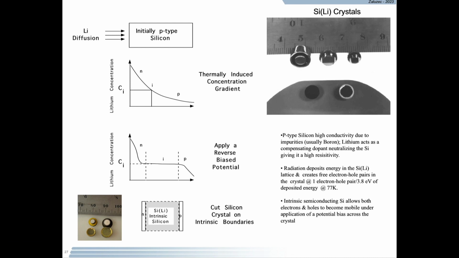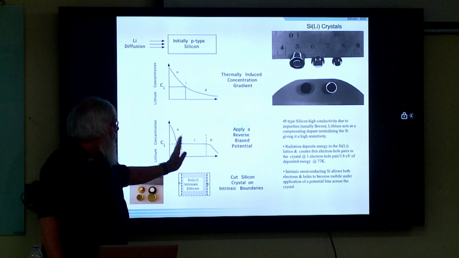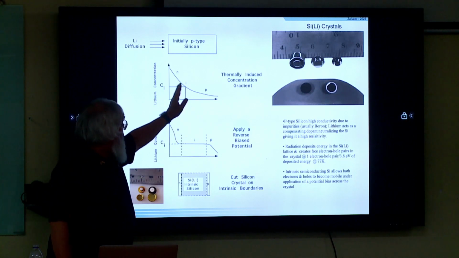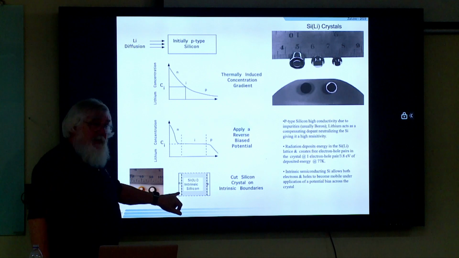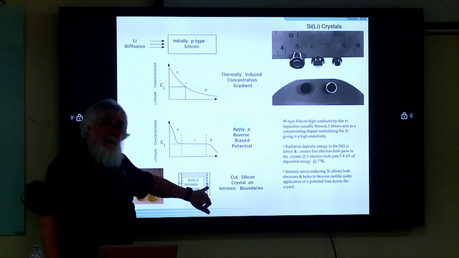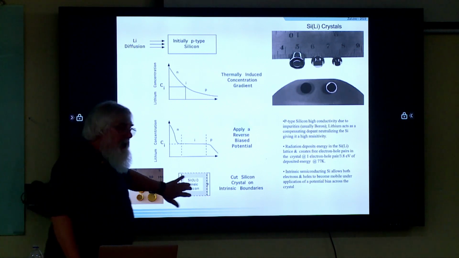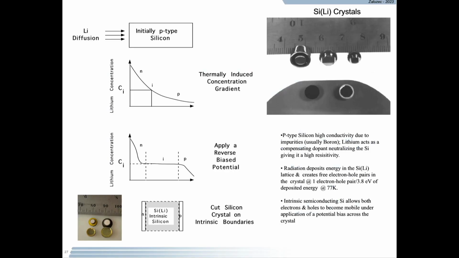The way we make a Si(Li) detector is we take intrinsic silicon and diffuse lithium in it under reverse bias. We segregate it and get an intrinsic zone. We take that crystal, chop off the front and the back, and now we've got a piece of intrinsic silicon with a P and N on either side. Think of this as a capacitor. Okay? How do we get signal?